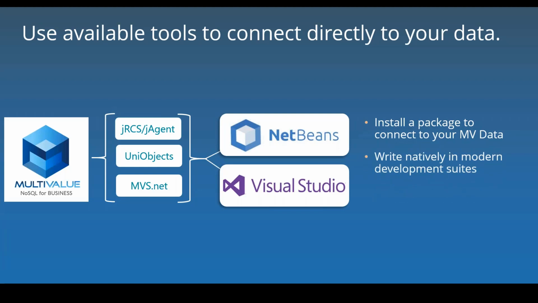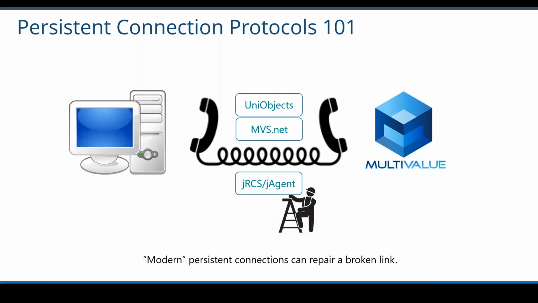So these packages would need to be installed, which is a step that we'll talk about in a minute. And then you can write natively in things like Visual Studio, which is a class-based set of application data. And so I wanted to talk about, well, how does this really work? And this is what I'm calling Persistent Connection Protocols 101.